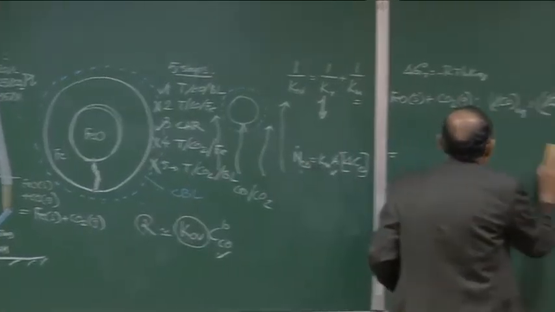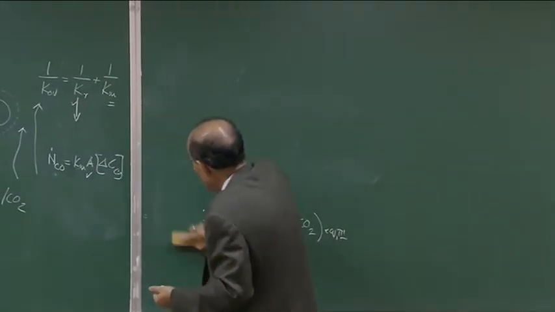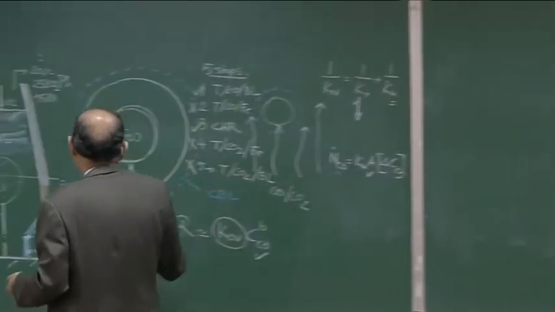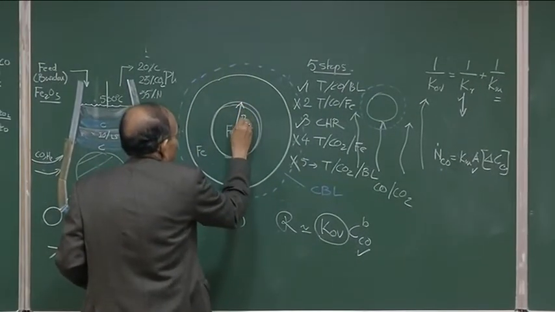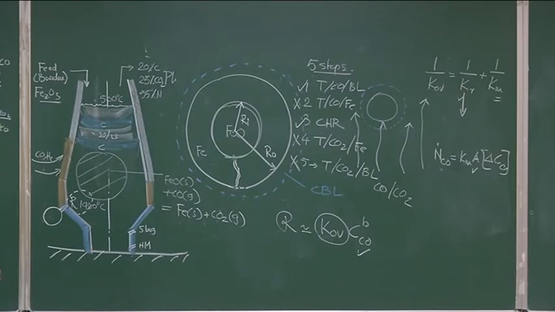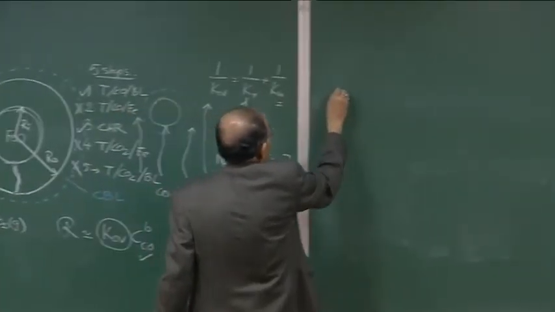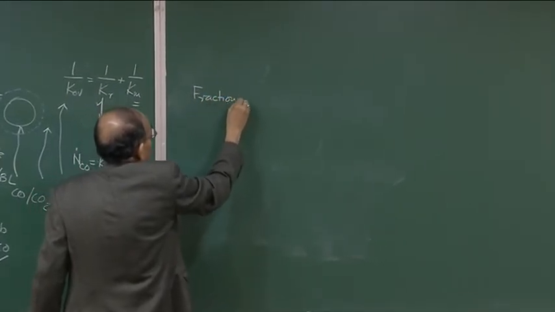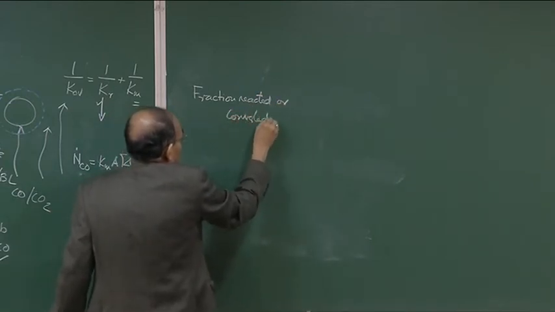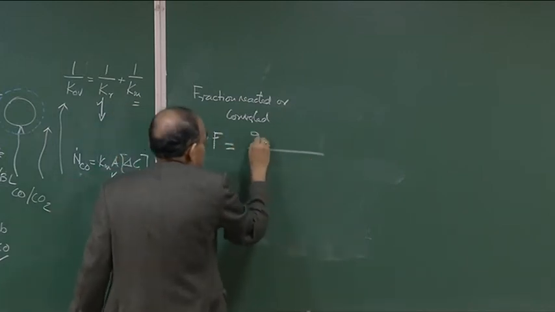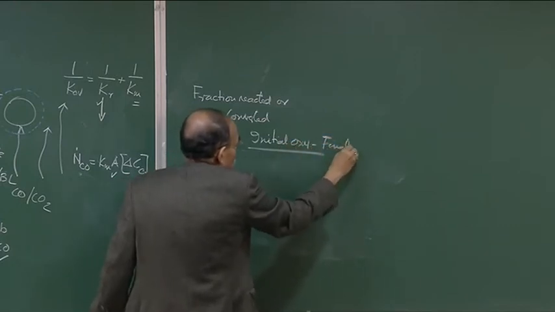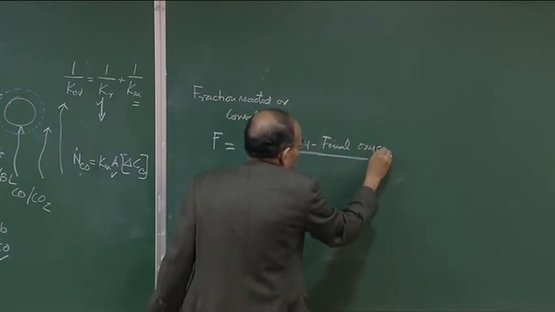Now, alternatively, one can also do laboratory scale experiments, okay. For example, if this is Ri and this is Ro, suppose, in that case we can say that the fraction reacted or fraction converted F, we can say this is initial oxygen present by definition, minus final oxygen present in the ore, divided by initial oxygen.